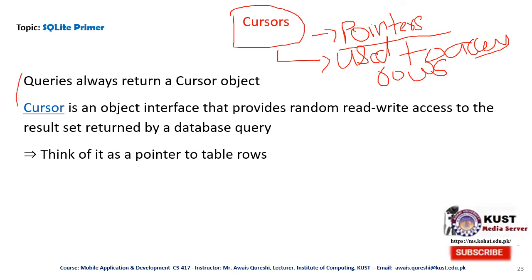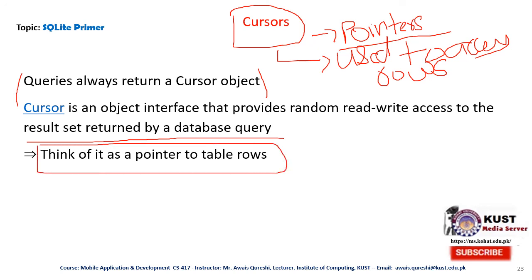So queries always return a cursor object, and a cursor is an object interface that provides random read-write access to the result set returned by the database query. So the database query returns a result set, and if you want to investigate that result set further, you can use a cursor object and think of it as a pointer to table rows. Okay, so this is a very good point. Think of it as a pointer to the table rows.